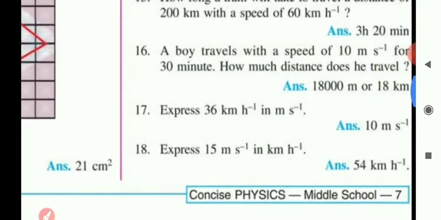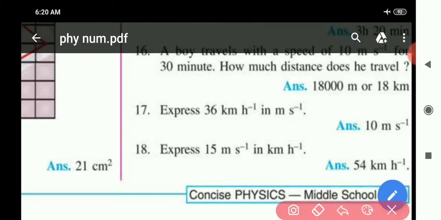See, express 36 km per hour in meter per second and express 15 meter per second in kilometer per hour. Here 36 is to be converted into meter per second and 15 is to be converted into kilometer per hour. So for these two parts, let's move to the solution.